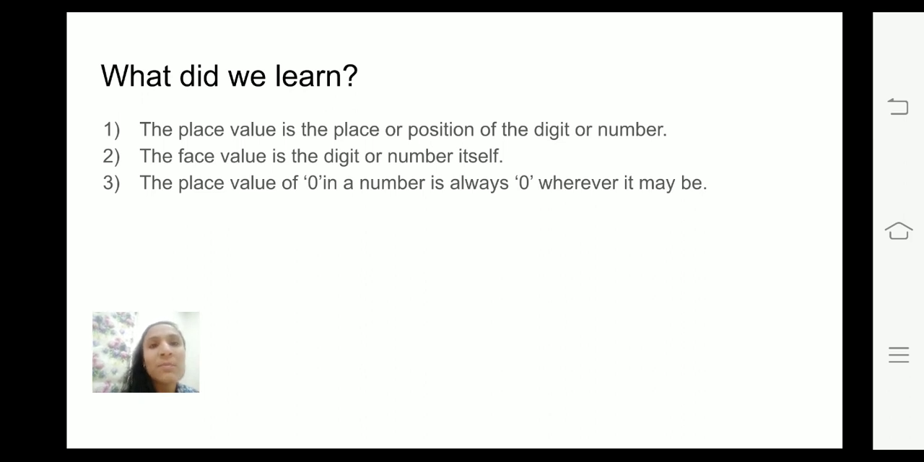Here is one more example I would like to give, my dear students, for place value and face value. For place value, we can say that last year you were in class 1. Now you are in class 2. Next year you will be in class 3. So your position changes, isn't it? From 1 to 2, from 2 to 3.